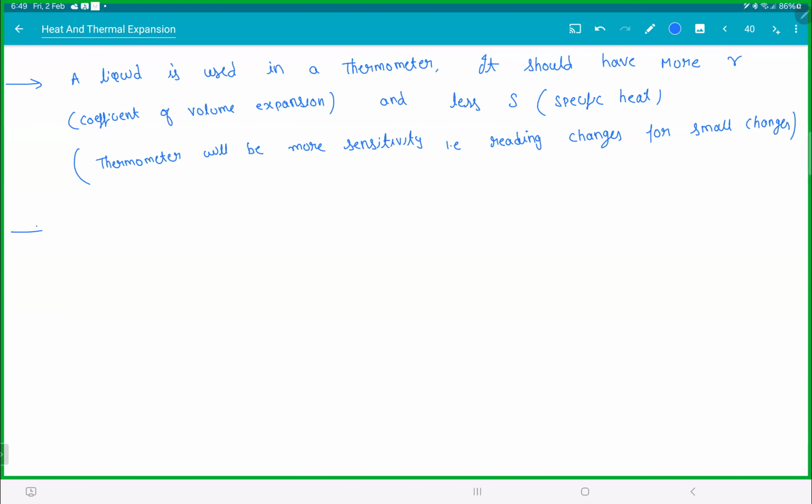And there are a few values you need to remember here. Specific heat of water is 1 calorie per gram per Celsius. Specific heat of ice and specific heat of steam is half calorie per gram per Celsius. Means for every 1 gram to change temperature, you need to give half calorie for ice and steam.